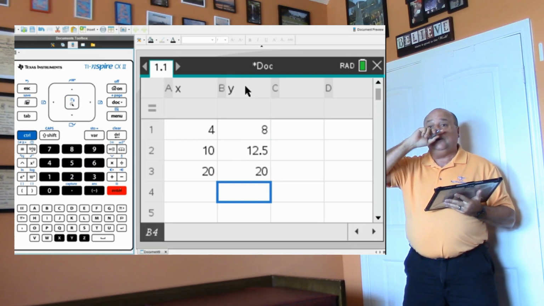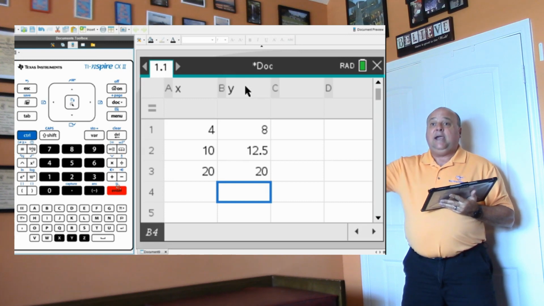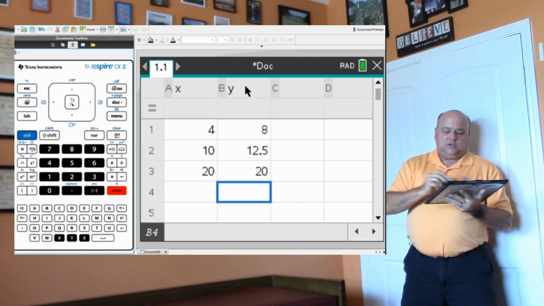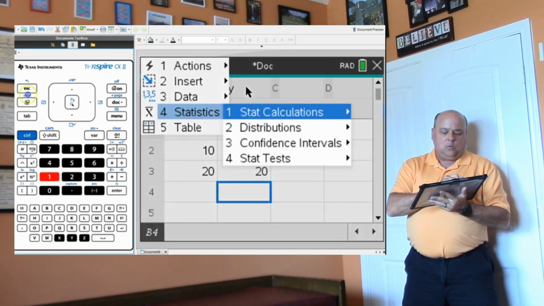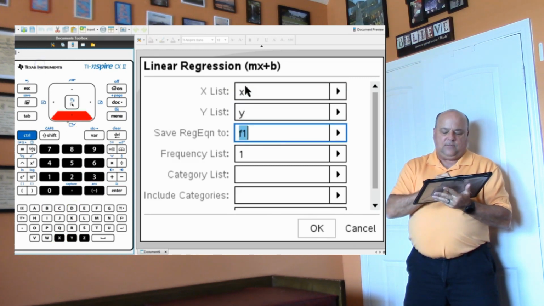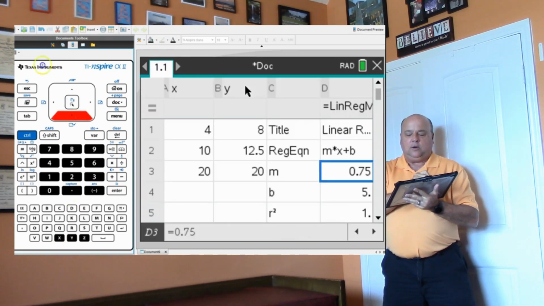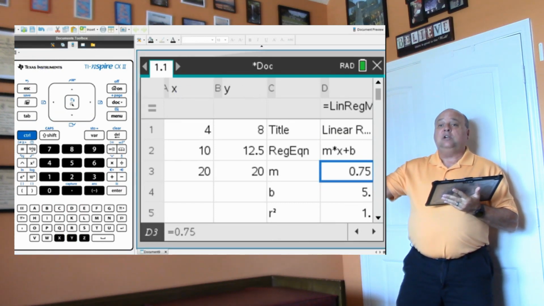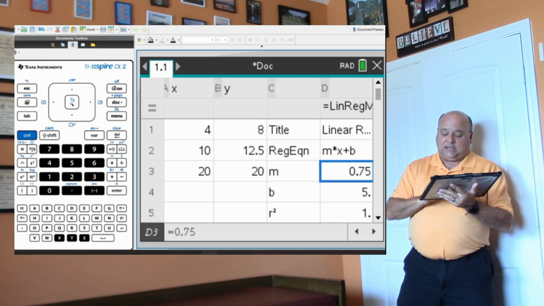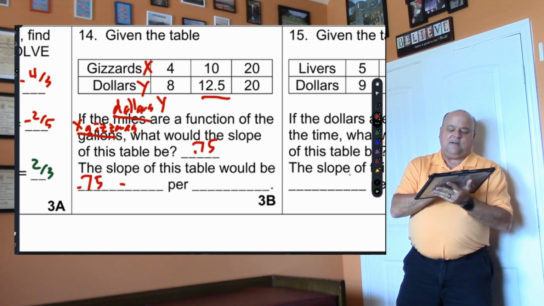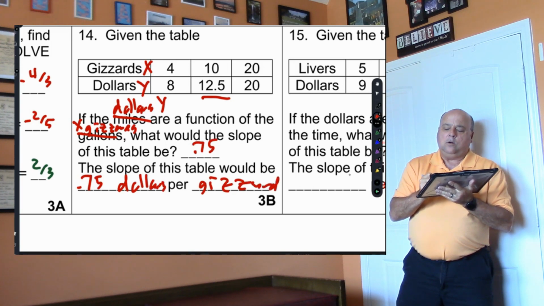You're going to run a linear regression through the stat process. And it's menu 4, 1, 3, then X down, Y down, enter. So let's do this. Menu 4, 1, 3, X down, Y down, and then hit enter. Bam, right here is my slope, 0.75. So each gizzard costs 75 cents, basically is what that's saying. So my slope's 0.75. It's $0.75 per gizzard.